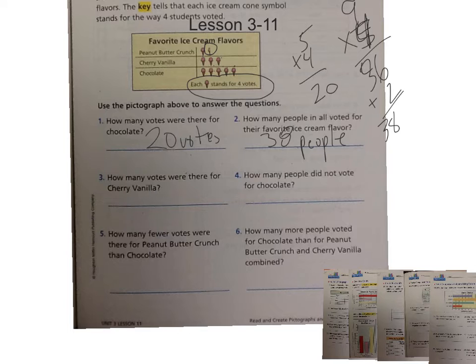How many votes were there for cherry vanilla? Okay, there were 3 ice cream cones for cherry vanilla, but you know each of those cones equals 4 votes. So it's actually 3 times 4, which equals 12 votes.